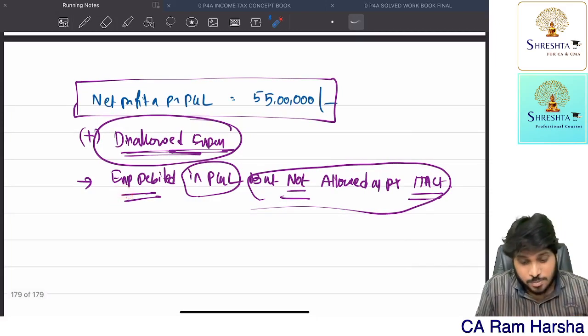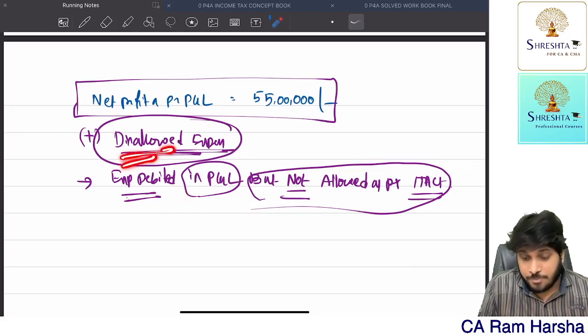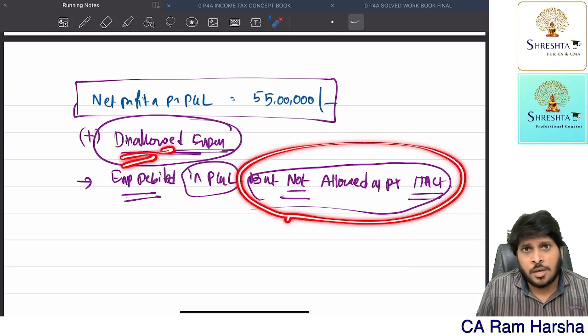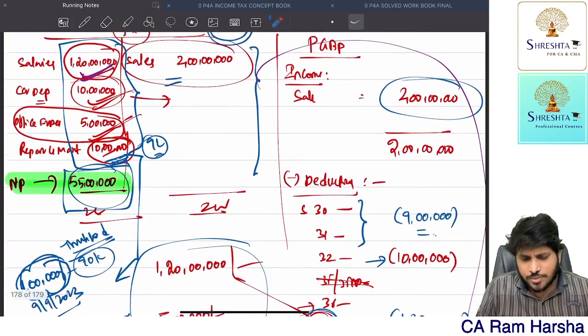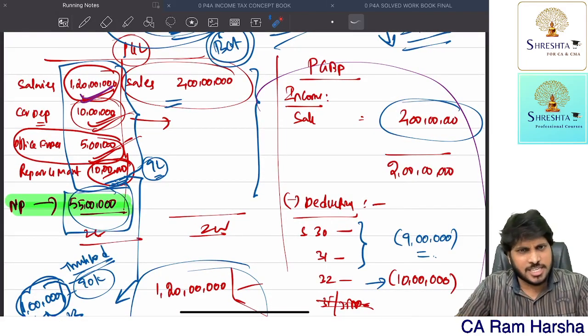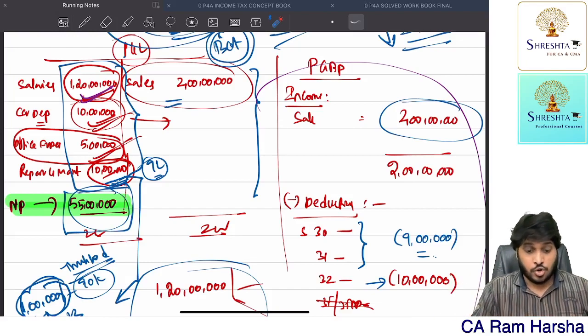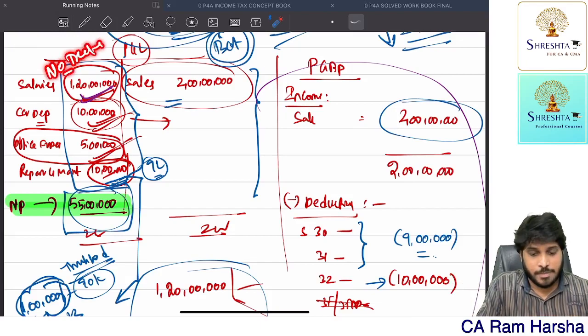So now tell me, this is an expenditure. 1.2 crore is an expenditure debited in P&L. When will I disallow? When it is not allowed as deduction. But in our question, this 1.2 crore is paid in banking mode. It is allowed as deduction. No disallowance, no punishment. So no treatment.